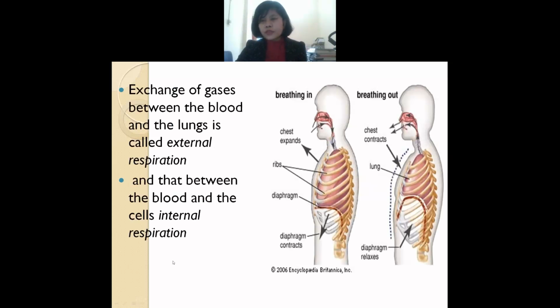So in this respiratory system, you will get two types of respiration. One is external respiration and the other is internal respiration.